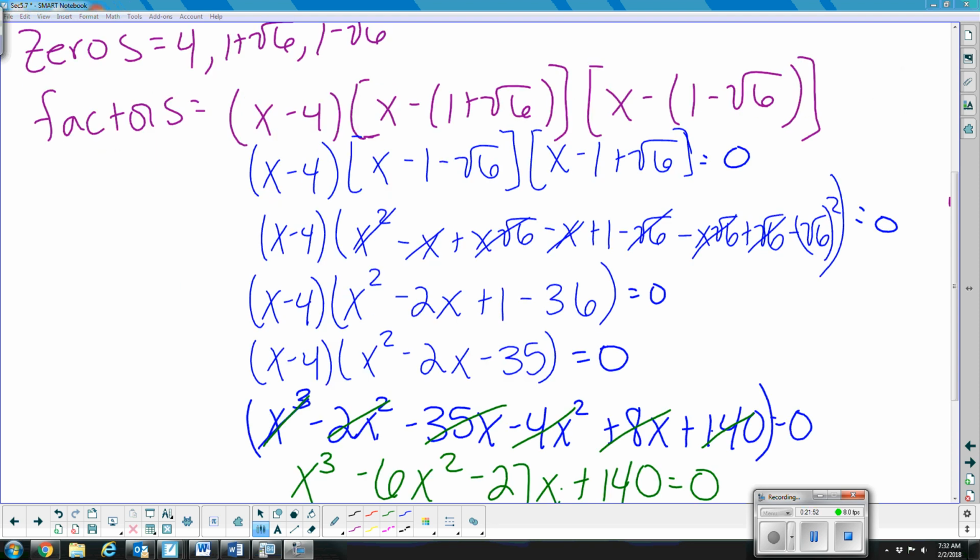So your final answer, and check all your steps if you have something different, but it should be x cubed minus 6x squared minus 27 plus 140. That's your polynomial function, degree of 3, leading coefficient of 1.